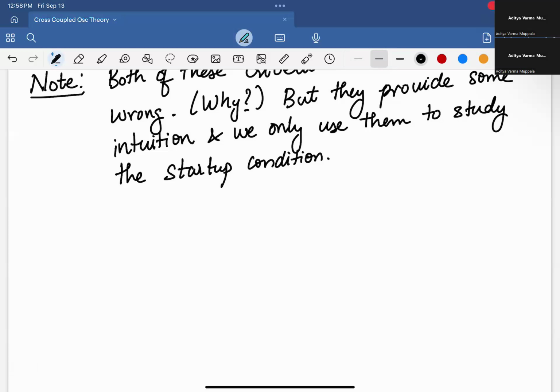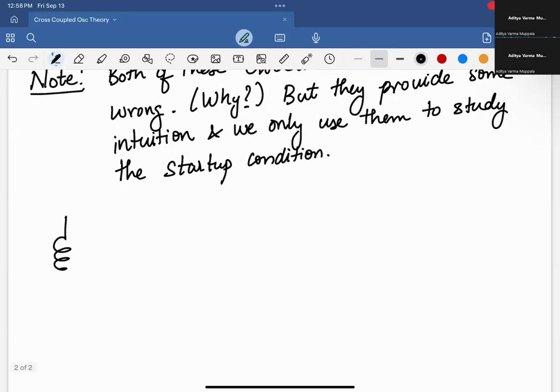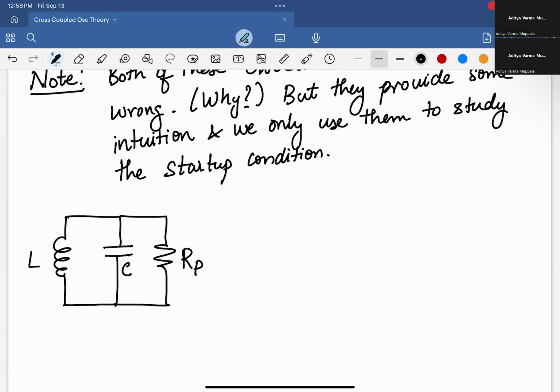negative resistance startup condition, right? So let's review what that is. Let's say I have some kind of an LC resonator with some loss associated with it. So we'll talk about where this comes from. I call this RP, C, and L. Then what you can say is, let me make a copy of this.